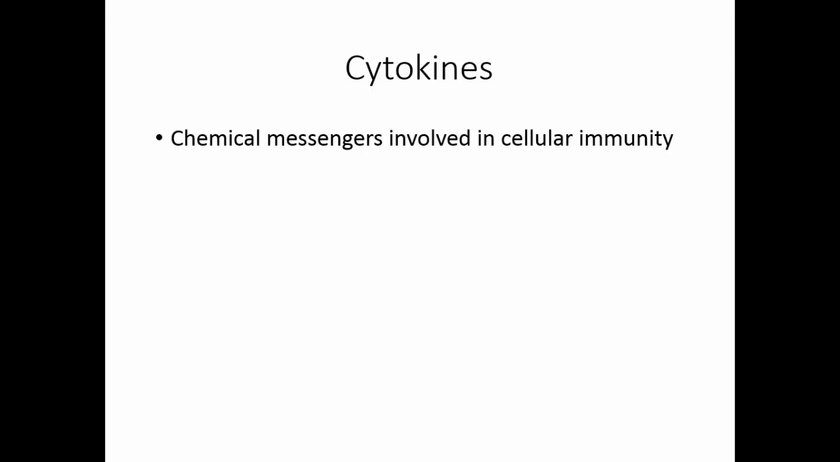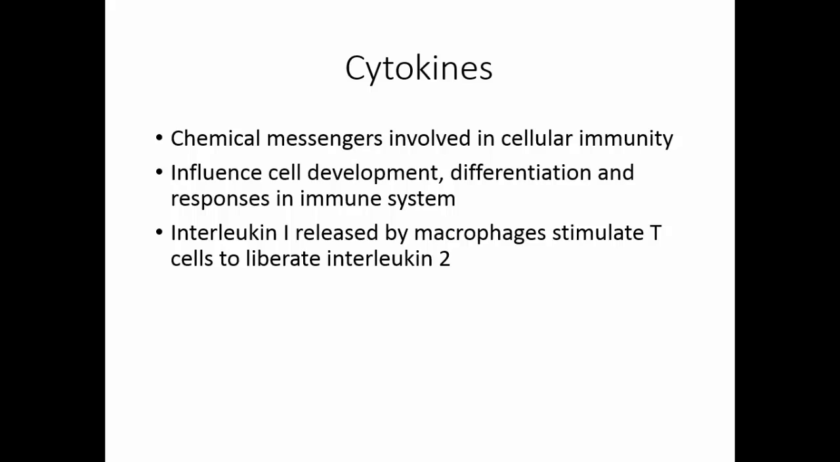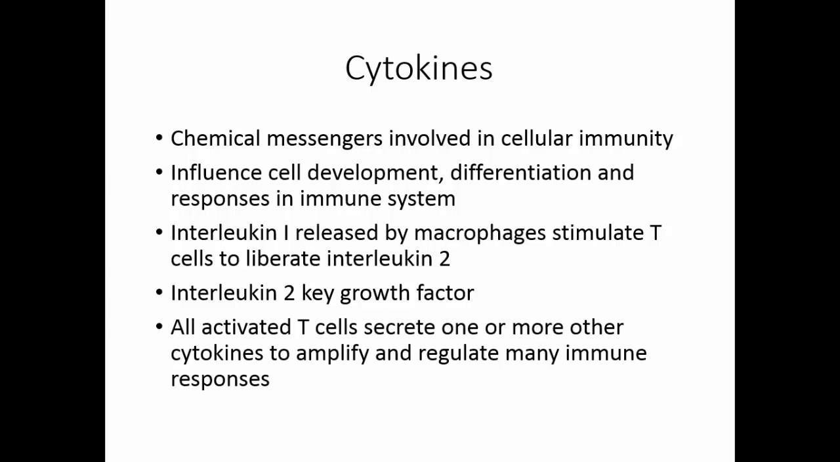Cytokines are chemical messengers that are involved in cellular immunity. There are several different cytokines. They can influence cell development, cell differentiation, and various responses in the immune system. A lot of the cytokines are interleukins. Interleukin-1 is released by macrophages, and this stimulates the T cells to liberate interleukin-2. Interleukin-2 is a key growth factor. Without this, we would not have the cells enlarge so they could divide. All activated T cells will secrete one or more other cytokines that help amplify and regulate the many immune responses that go on around them.